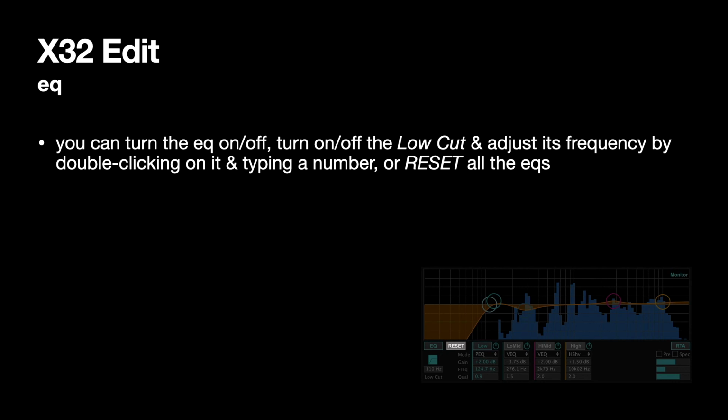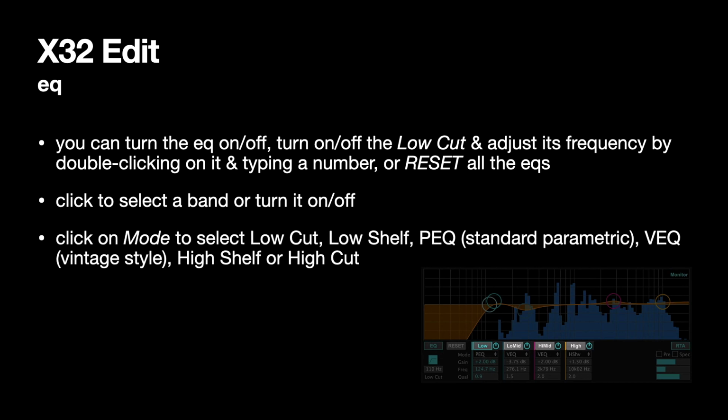You can click to select a band. This is the low that we've selected at the moment. So the low band has been selected here, and we can turn it on or off by the power switch, which is just to the right of the low display. We can click on the mode to choose between low cut, low shelf, standard parametric EQ, vintage style parametric EQ, high shelf, or high cut.